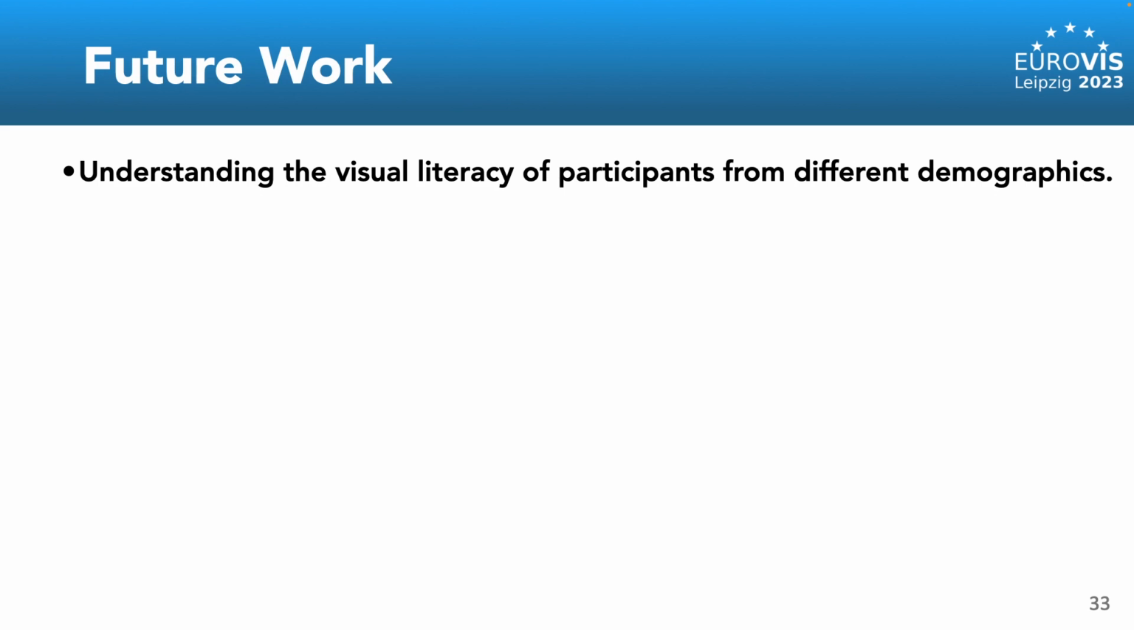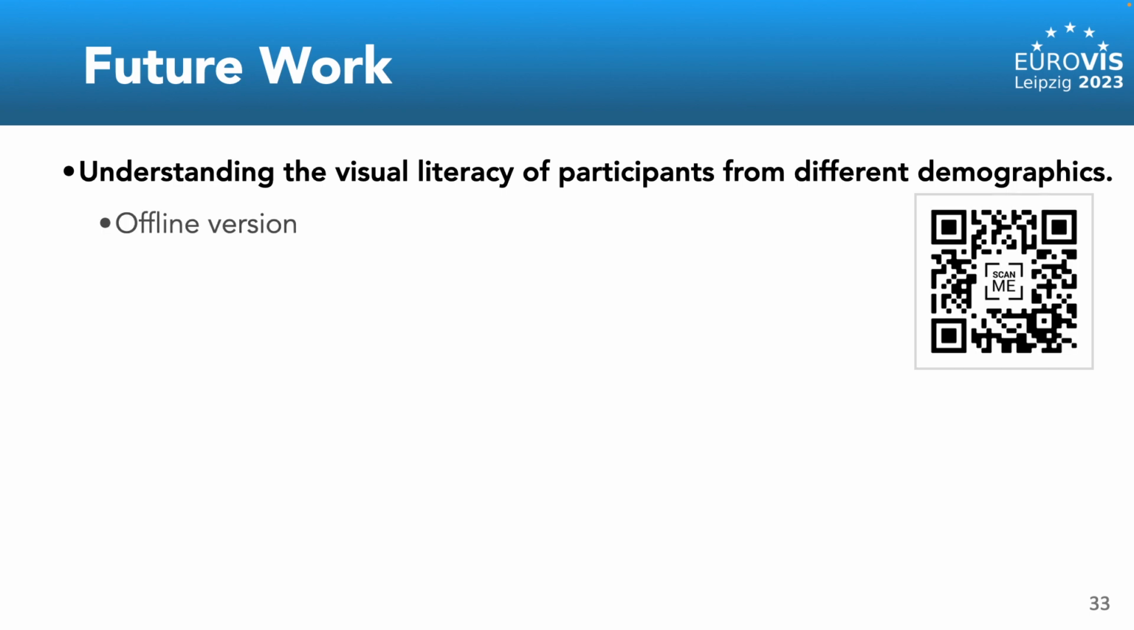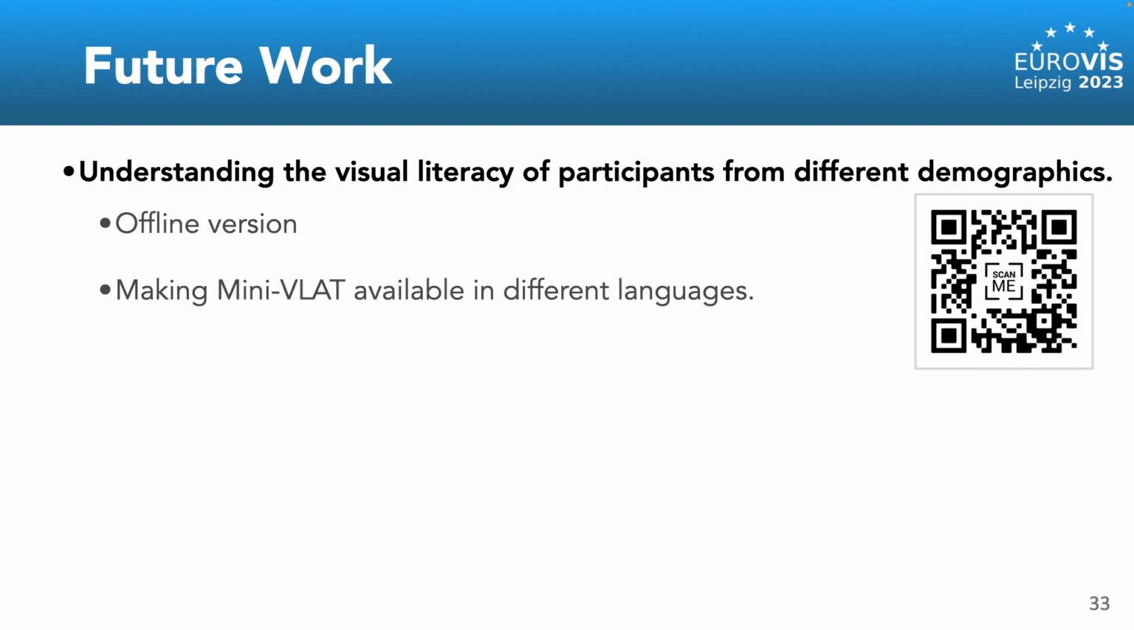As we move forward, we hope to understand the visualization literacy of participants from different demographics, especially those who are not typically considered in InfoVis research. To support this goal, we have created an offline version of Mini-VLAT that can be used in classroom settings or places where internet connection is not stable. You can download the offline version by scanning this QR code. And furthermore, given the effectiveness of Mini-VLAT, we plan to translate it into multiple languages to reach a wider audience and gain a better understanding of visualization literacy across different cultures and demographics.